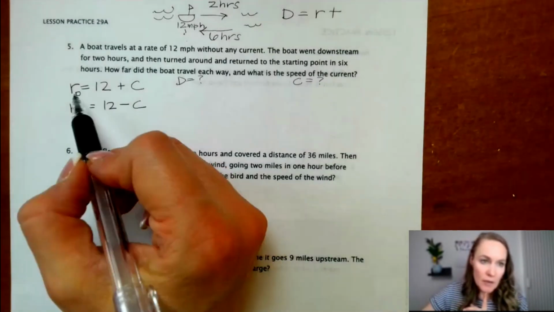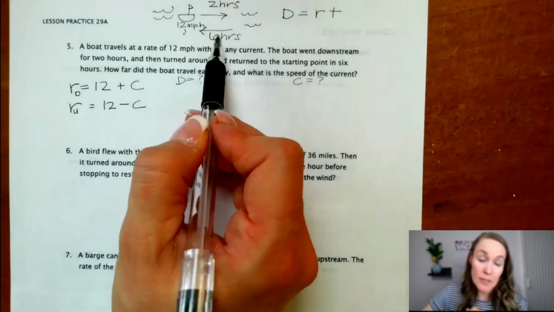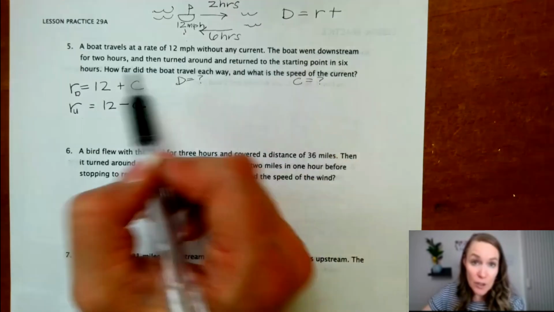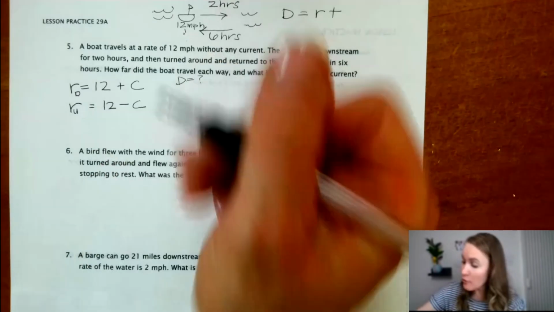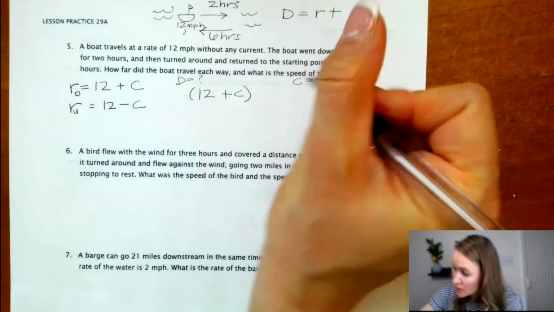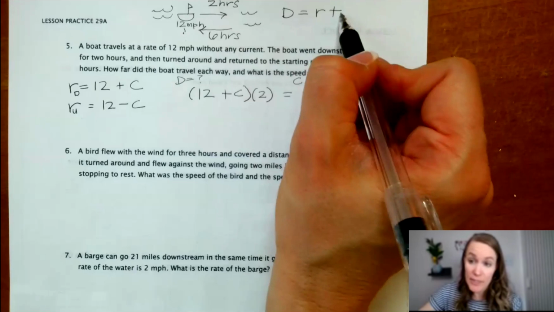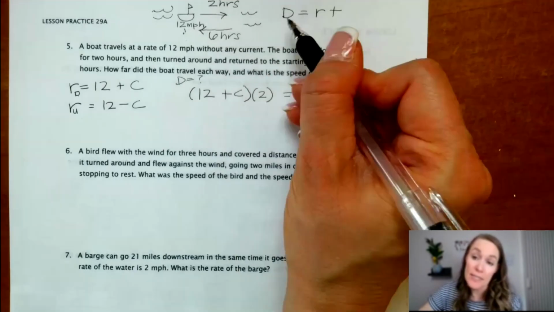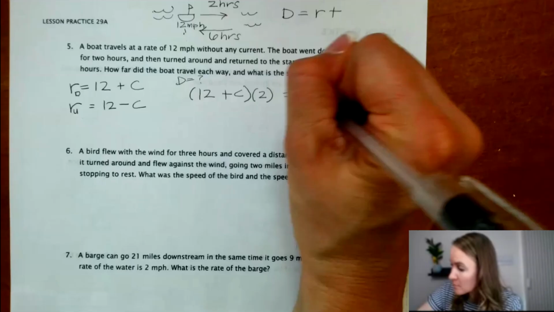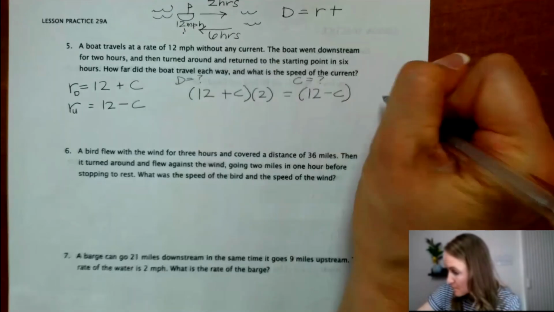So time for the downstream is going to be 2 hours, and time for the upstream is going to be 6 hours, but those distances are going to remain the same. So we can get an equation of 12 plus c times the time, which is 2 hours, equals, and we can set these two distance equations equal to each other because we know the distance is the same, 12 minus c, that is our rate, times 6 hours.